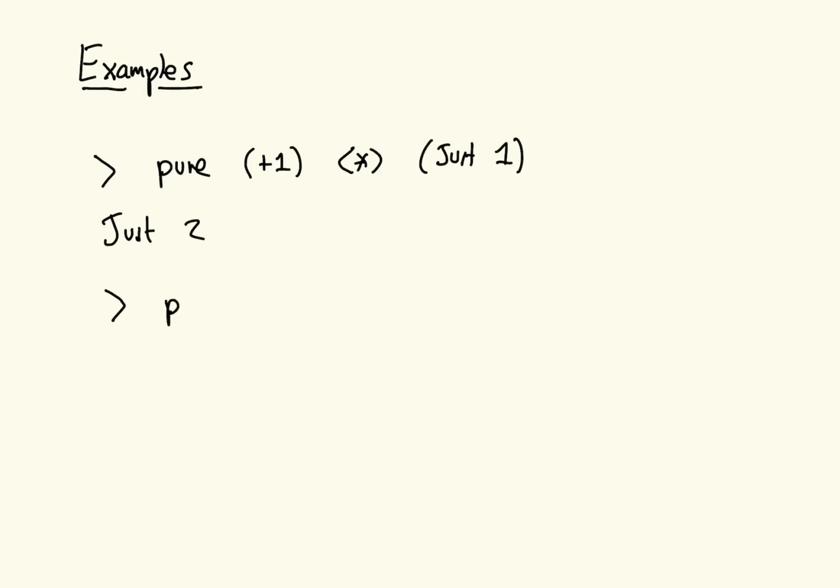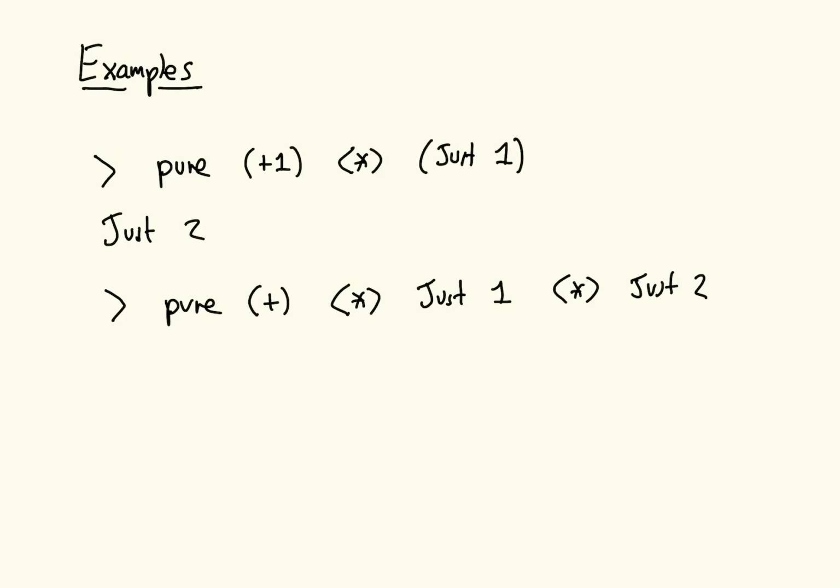Let's apply pure of plus. So plus is a function which takes 2 integers and gives you back a single integer. And then we're going to apply it here with the applicative machinery to 2 arguments. So the first one is just of 1, and the second one is just of 2. And this is going to do exactly what you would expect.